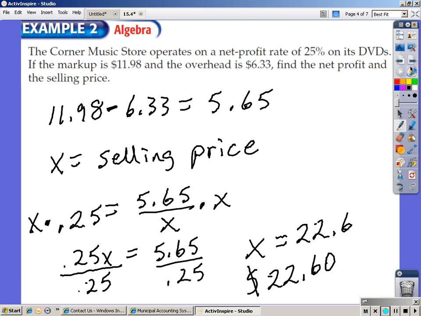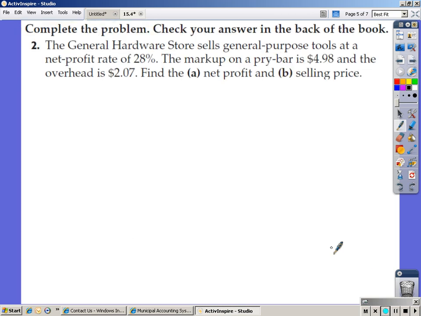Let's go ahead and you guys try problem numbers 2 and 3, and when you're ready to see them worked, or when you're ready to see one at a time work, press play. Go ahead and press pause now. Play when you're ready.